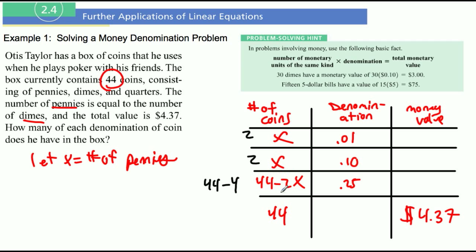So there'd be 40 quarters if there really were 2 pennies and 2 dimes. But there's not 2 and 2. That's x and x. So that means I added x plus x is 2x, and so I did 44 minus 2x. So hopefully that made a little more sense right there.